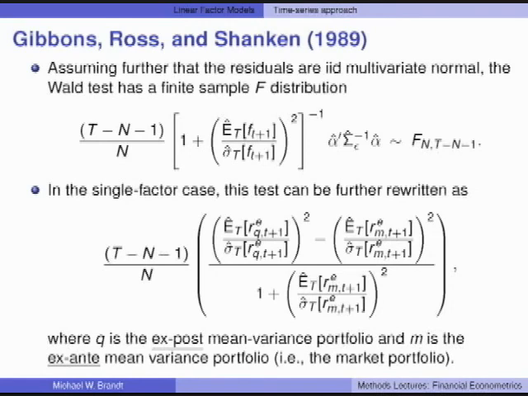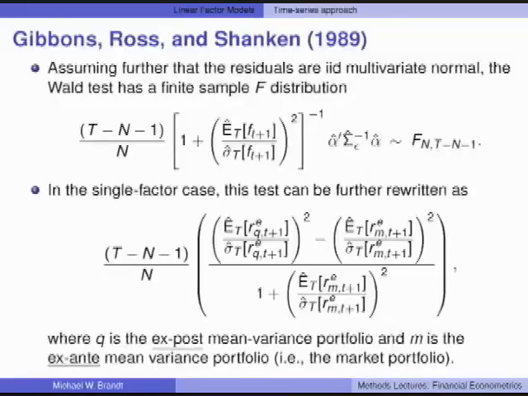Now, if you wanted to make further distribution assumptions, in particular, if you wanted to, in addition, assume that the residuals are multivariate normal, then Gibbons, Ross, and Shanken actually derived a finite sample distribution for this Wald statistic, which is essentially just taking the original Wald statistic that we had, which is this term circled, and scaling it by an adjustment. Under multivariate normality, that turns out to be an F distribution. That is the Gibbons, Ross, and Shanken test.